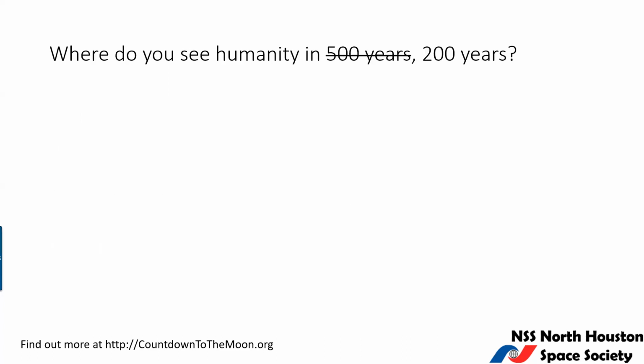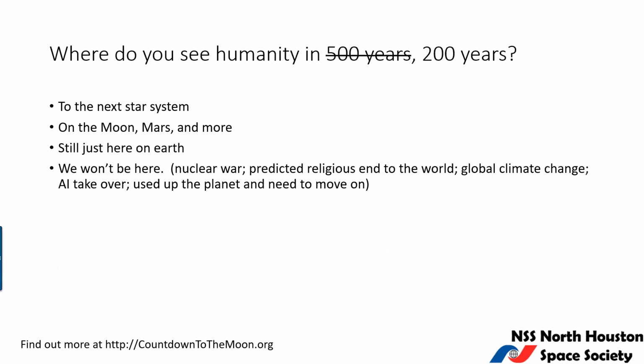Now, where do you see humanity in 500 years? That's where I started out. And lately I've been asking people about 200 years. Some are very positive and think we'll make it to the next star system, or at least to the Moon, Mars, and other places. Some think we'll still be here on Earth. And unfortunately, there is a surprisingly large number of people who think we won't be here at all. When you start asking about the reason, they'll point to nuclear war or some type of predicted end to the world that's impossible to avoid, or global climate change, or AI takes over, or we've used up this planet and we need to move on.